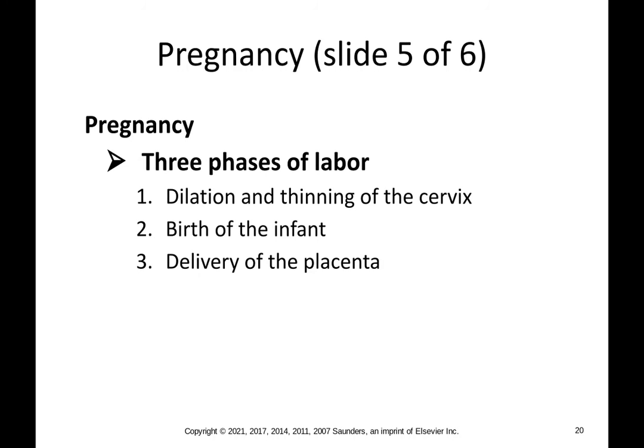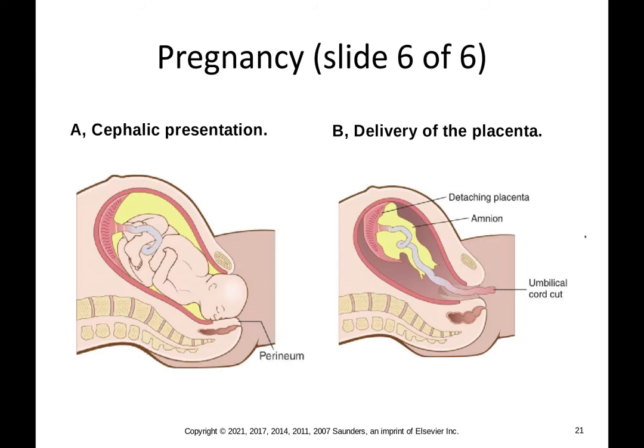There are 3 phases of labor. First one is dilation and thinning of the cervix. 2 is the birth of the infant, and then 3 is the subsequent delivery of the placenta, also known as the afterbirth.